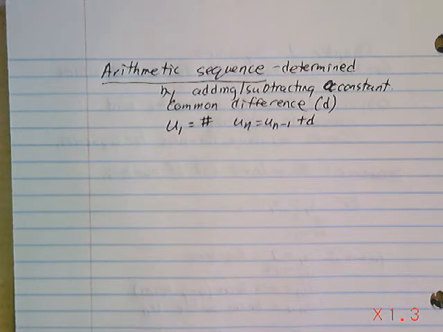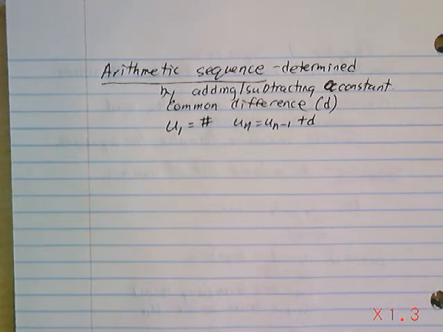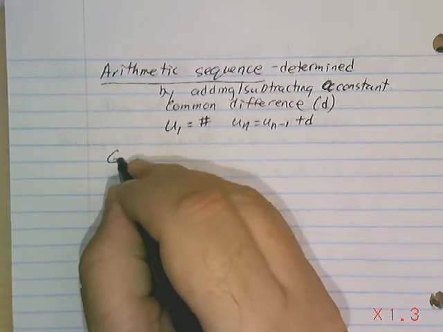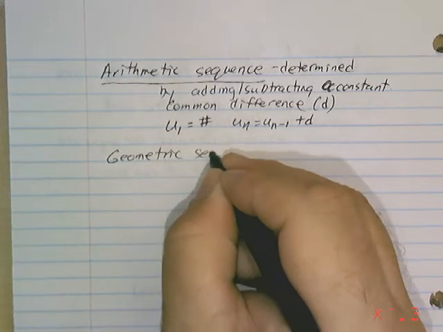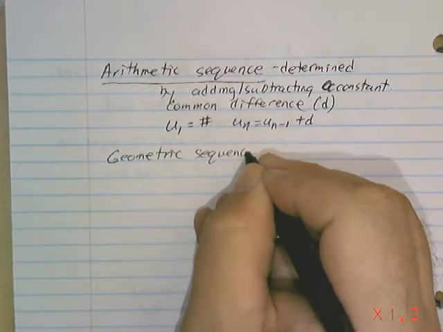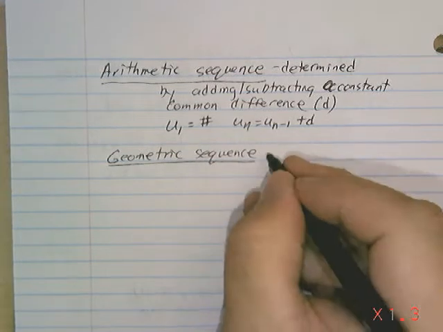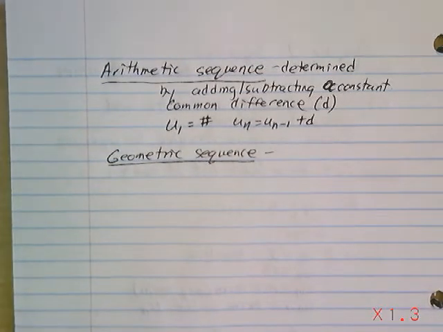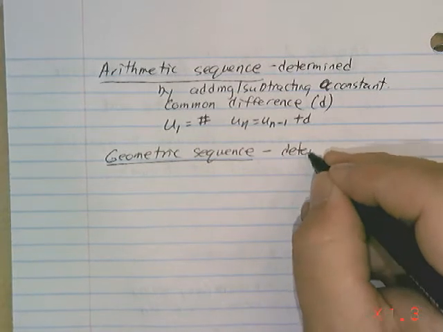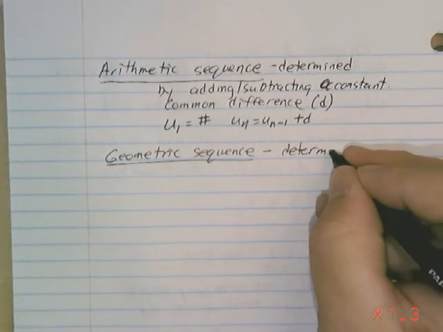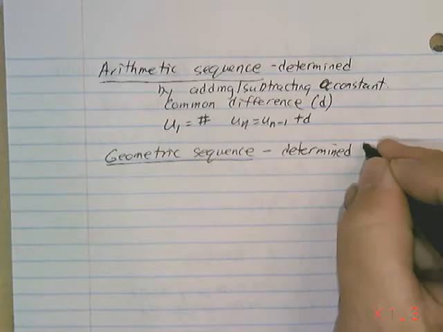A very quick way is to take each number and divide it by the one in front of it. So 6 divided by 2 is 3. 18 divided by 6 is 3. 54 divided by 18 is 3. So if we want a recursive formula, we still need u sub 1, and that's 2. And then we need to describe the pattern. So u sub n equals u sub n minus 1, times 3. That is our recursive formula for that particular sequence.